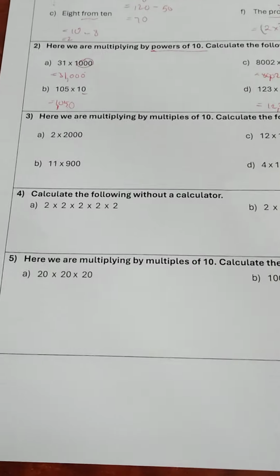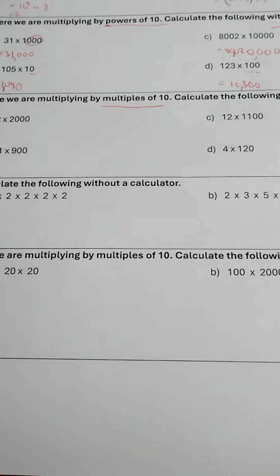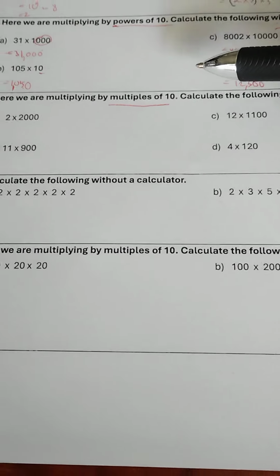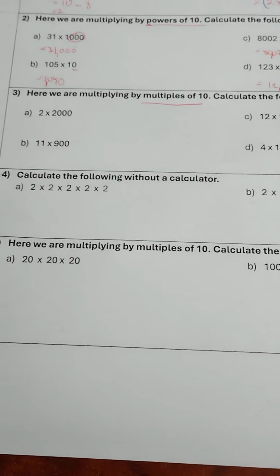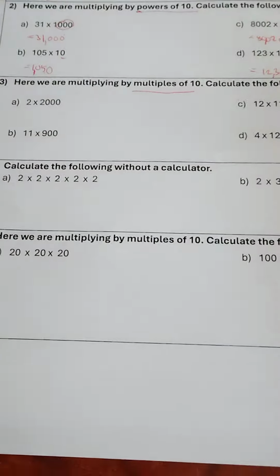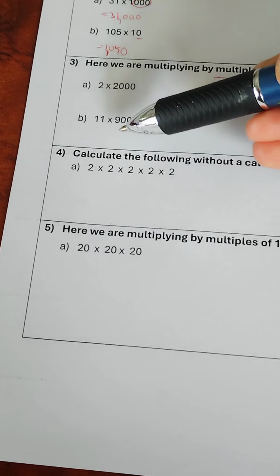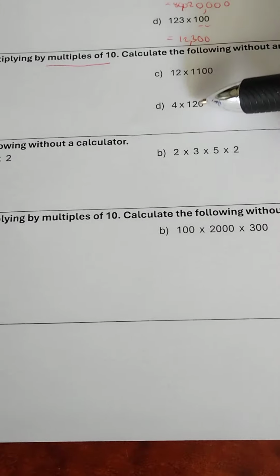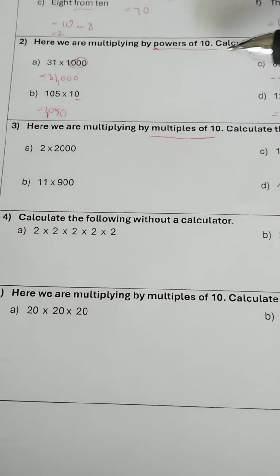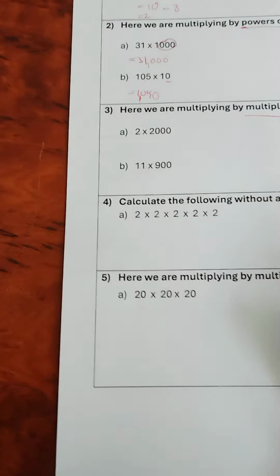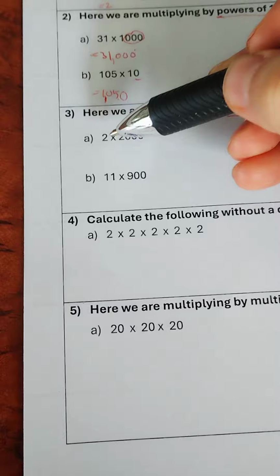Now, with 3, it's very similar, but it says here we are multiplying by multiples of 10. So multiples of 10 can include powers of 10, but it can include any number with a 0 at the end. So I can have 10, 20, 30, 40, 50, all the way to infinity. And here I've got a multiple of 10 that's got a 2 there, so it's 2,000, that's 900. They all have zeros at the end, so they're multiples of 10. Now to work these out, it's the same process as multiplying by powers of 10, except there's an extra calculation we have to do. And that is multiply your non-zero digits.